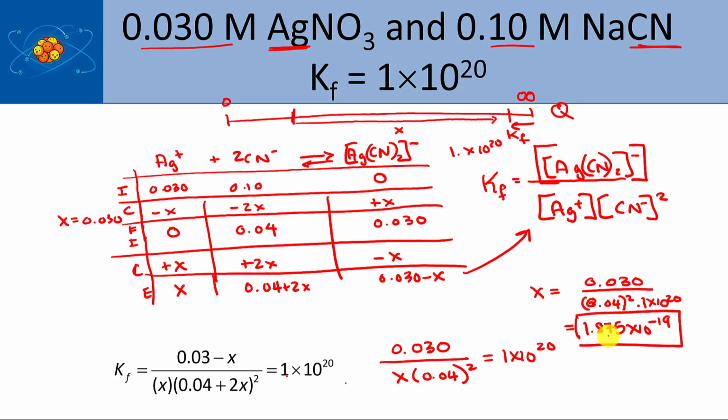So if you want to know the concentrations of the ions in solution, you take X and you plug it back in here, and you do this one as well. Since this is such a small number, the molarity of silver cyanide for all practical purposes is 0.030. The cyanide ion concentration is going to be 0.04, and then the silver ion concentration will be this 1.875 times 10 to the minus 19.